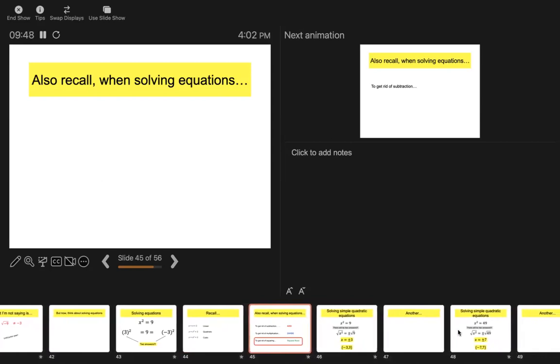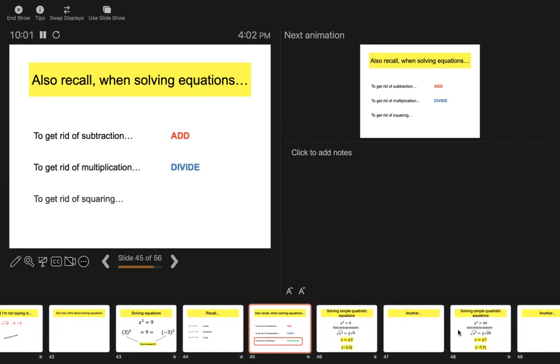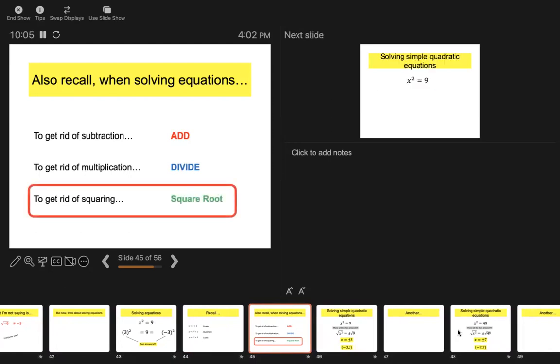Remember, when you solve equations, you get rid of things, and to get rid of things, you do inverse operations. To get rid of subtraction, you add. It's the inverse. To get rid of multiplication, you divide. That's the inverse operation. And lastly, what we're about to do, to get rid of squaring, we take square roots. So that thing right there, that's what we're about to do.